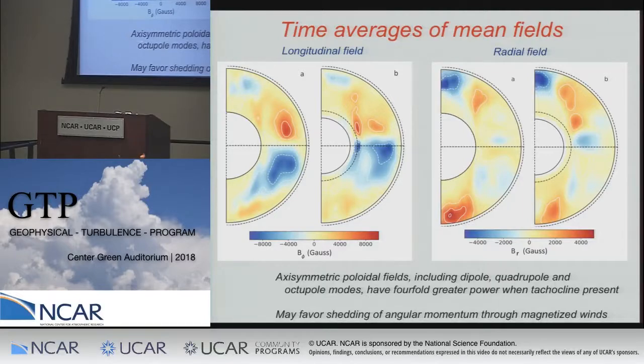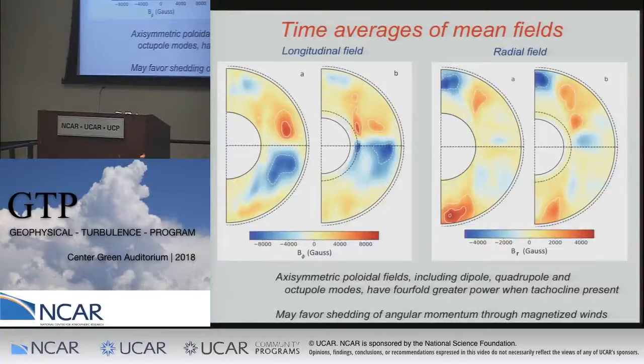And we could say, so what happens? Well, it's fairly interesting that when there's a tachocline present and you ask, what is the behavior of the axisymmetric poloidal fields, which require information from both of these pieces of information, we find that the dipole, quadrupole, octopole modes have substantially more power when the tachocline is present. That effectively you build larger scale structures by having this reservoir present. Is there a message from that?